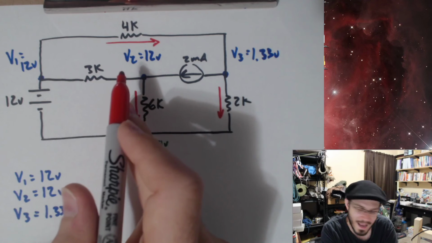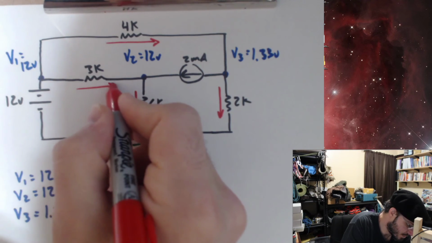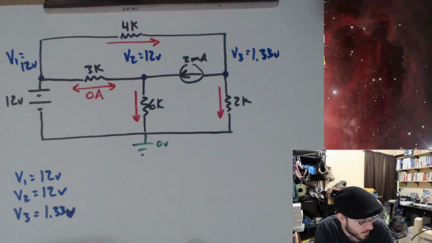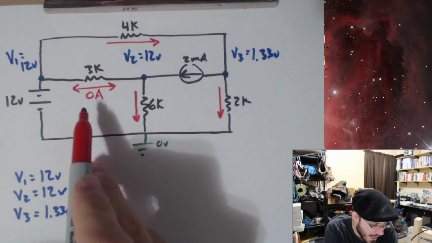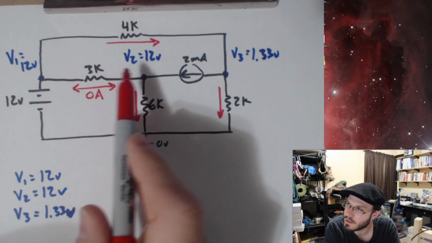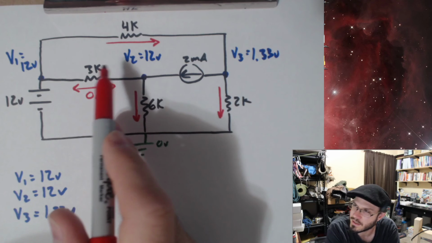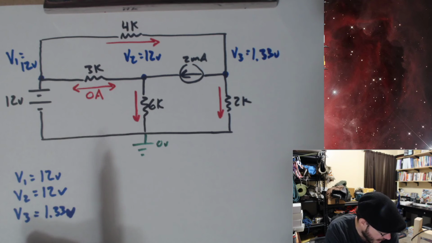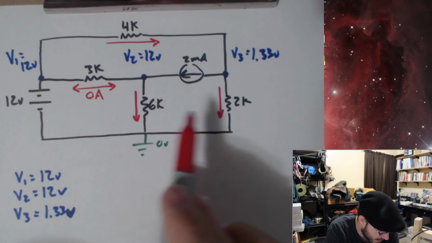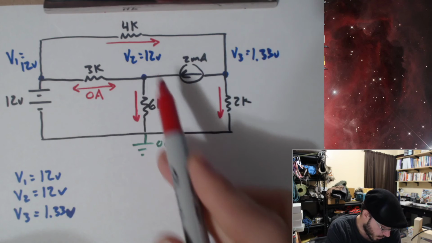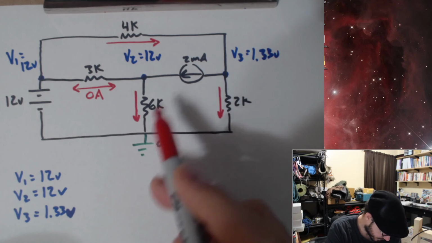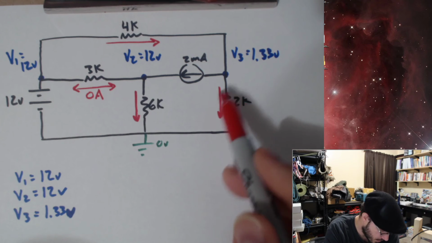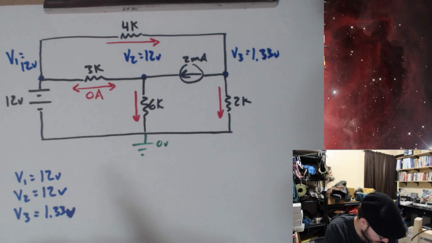So how much current are we going to have? Zero amps, because the voltage drop across this 3K is 0. So with 0 volts across a component, we're going to get 0 amps flowing through it. Okay, but all of these others definitely have some current. 12 volts divided by 6K will give you the current here. 1.33 volts divided by 2K give you the current here, and so forth.